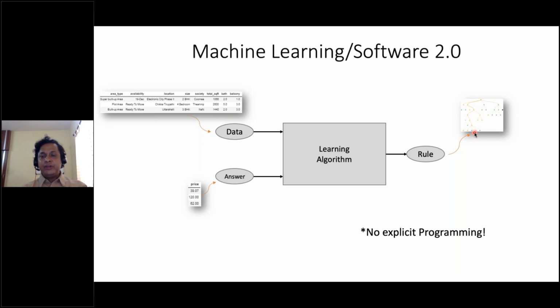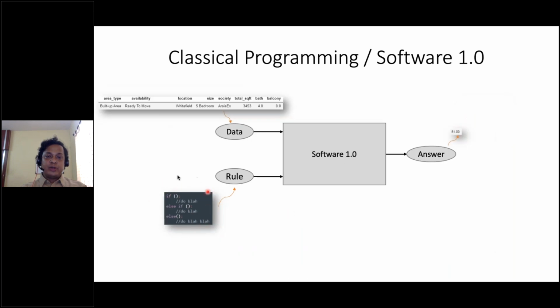Let's take a pause here and try to intuitively understand this. We are getting the data of the known, existing apartments. We are getting their price. We are feeding them to a machine learning algorithm, and we are asking the algorithm to discover the rule. As you understand, we have not written any explicit program here, the way we wrote an explicit program in a classical programming software.